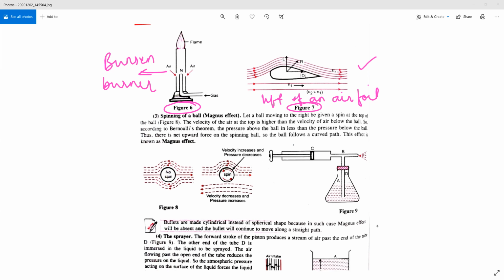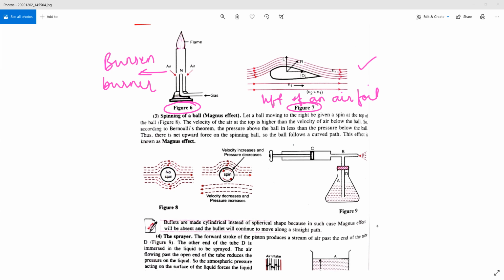The shape of an airfoil is such that it is slightly convex upwards and concave downwards, that is already shown here. Therefore, air passing over the top of the airfoil travels a longer path than the lower surface in the same time. Thus, the velocity of air above the airfoil is more than the velocity of air below the airfoil. Hence, according to Bernoulli's theorem, pressure on the upper surface of the airfoil is less than the pressure below it.